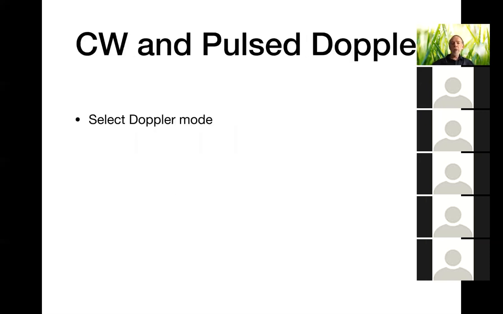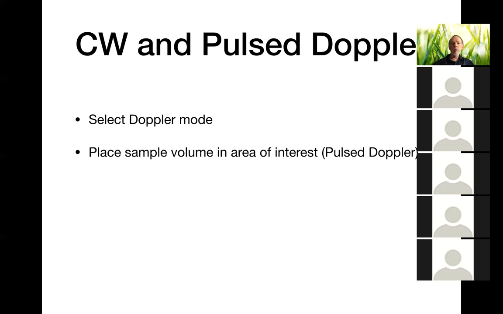So how do you go about doing an acquisition with continuous wave and pulse Doppler? You would select Doppler mode, place the sample volume in the area that you're particularly interested in, in the case of pulse Doppler. With continuous wave, you may or may not be able to guide it as to where it gets the data. I'll show you shortly that continuous wave has a very, very large sample volume, and so you may or may not really be able to say where its main area of focus is.